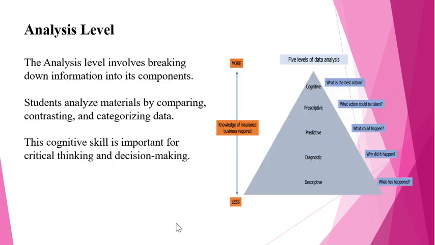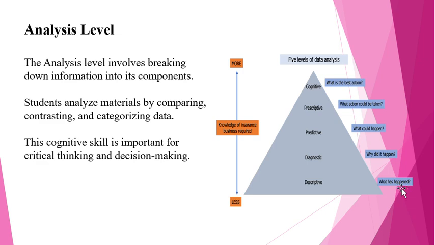Then we have the analysis level. The analysis level involves breaking down the information into its components. So students analyze the materials by comparing and contrasting and categorizing the data. This cognitive skill is very important for overall critical thinking and decision making capability. You can see we move from the descriptive level toward the cognitive level.